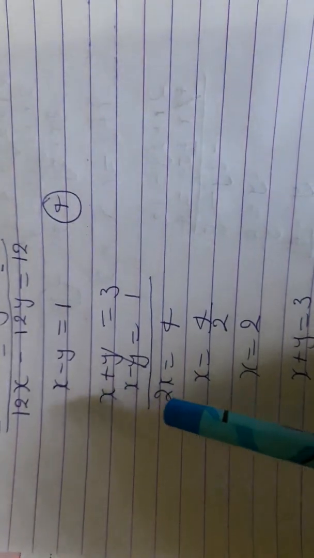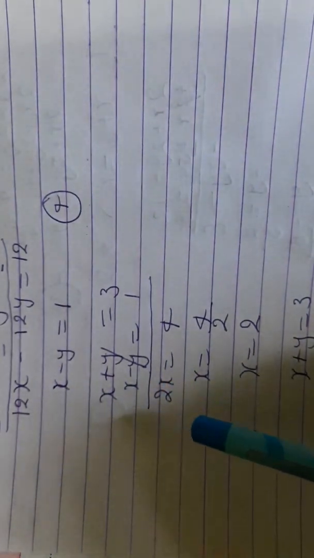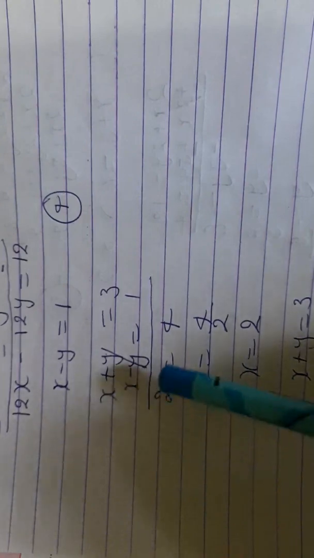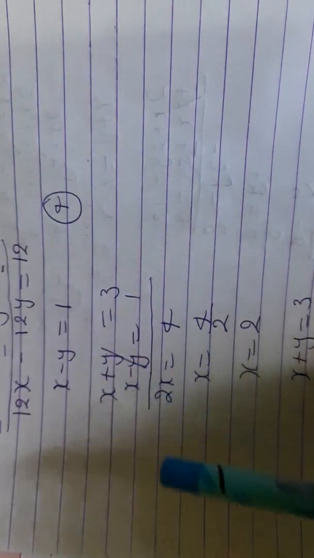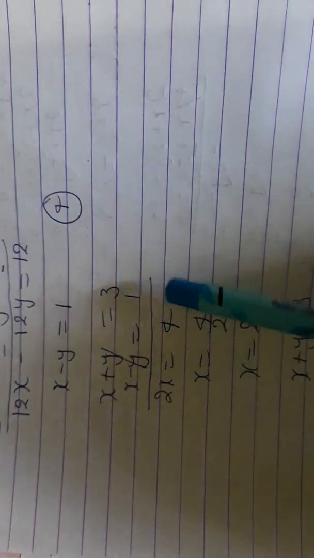Now we'll solve equations 3 and 4. Equation 3 is x plus y is equal to 3 and x minus y is equal to 1. Then we'll add the equations, because in the first equation the value of y is positive, in the next equation the value of y is negative. So one value is positive, one is negative, so we'll add the equations. Now we can cancel the variable y, so x plus x is 2x, and 3 plus 1 is 4, so 2 will go to divide, so x is equal to 2.